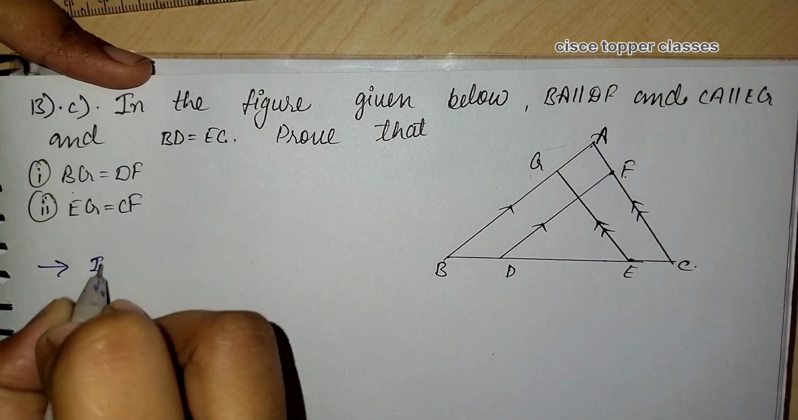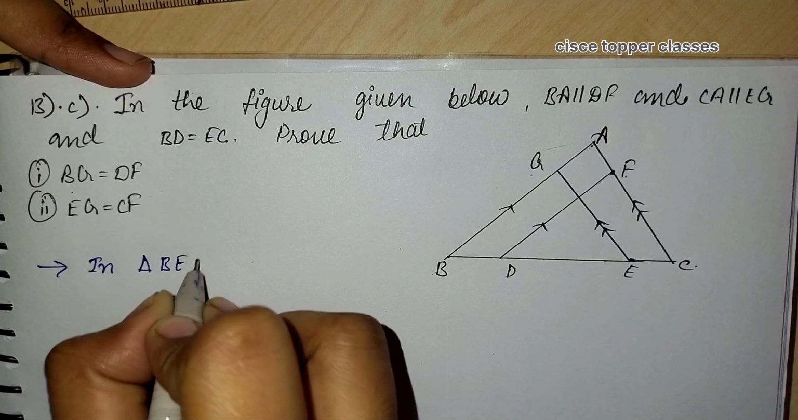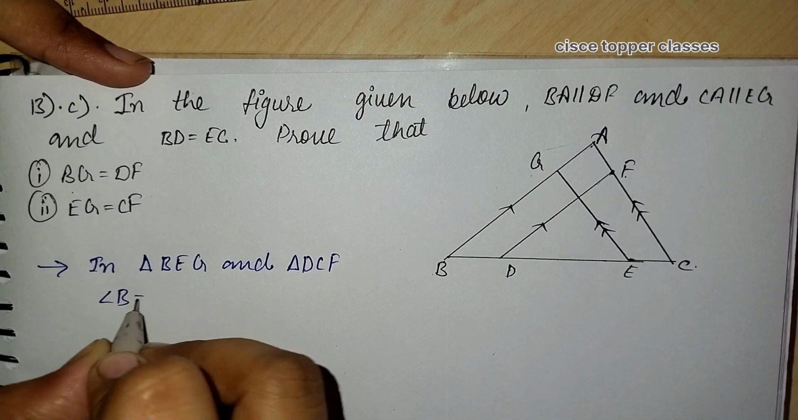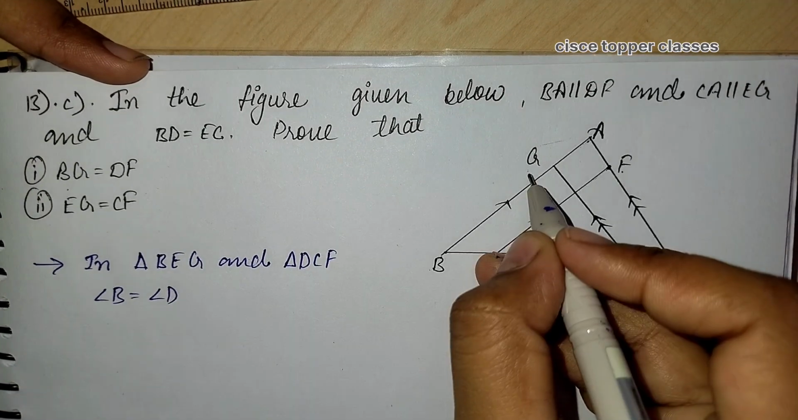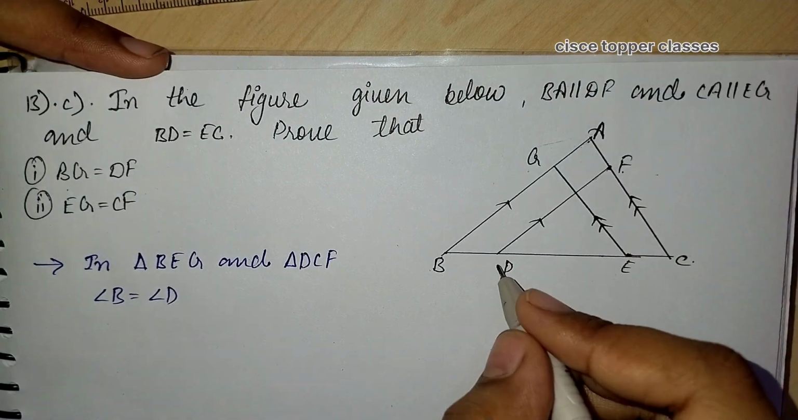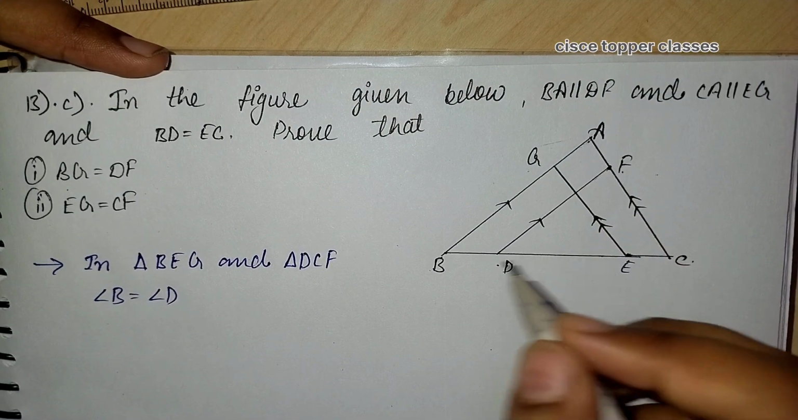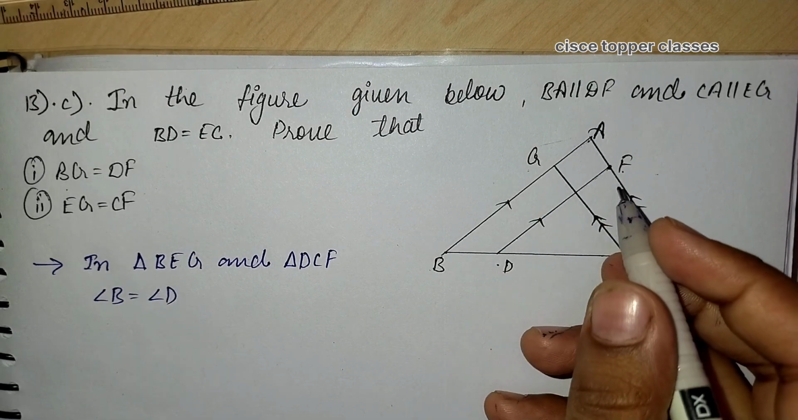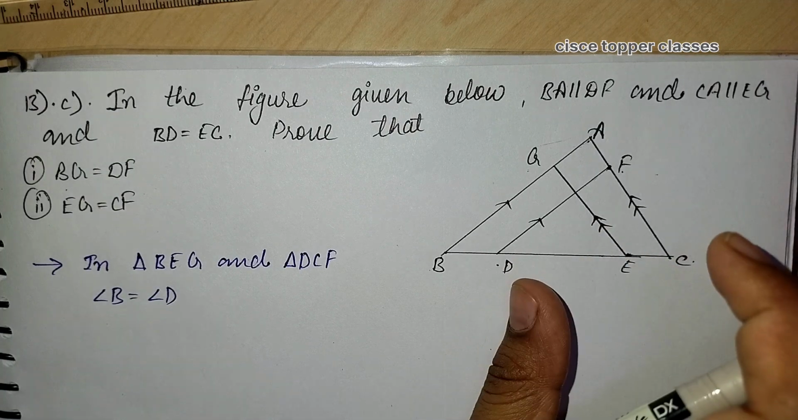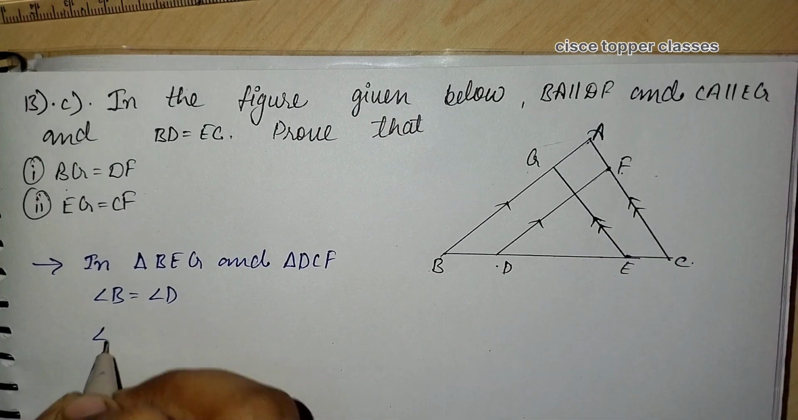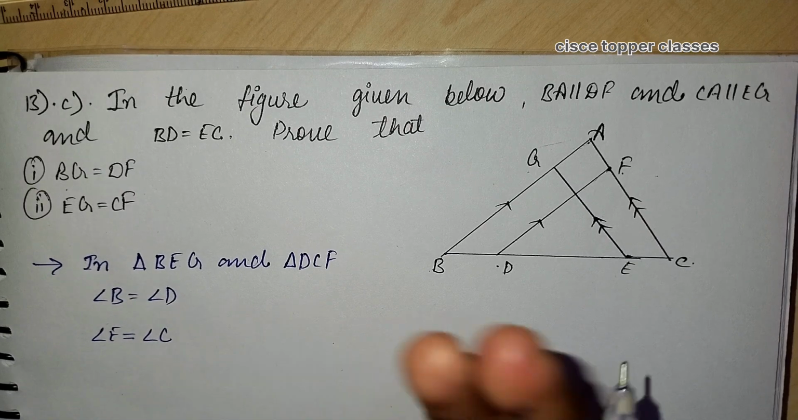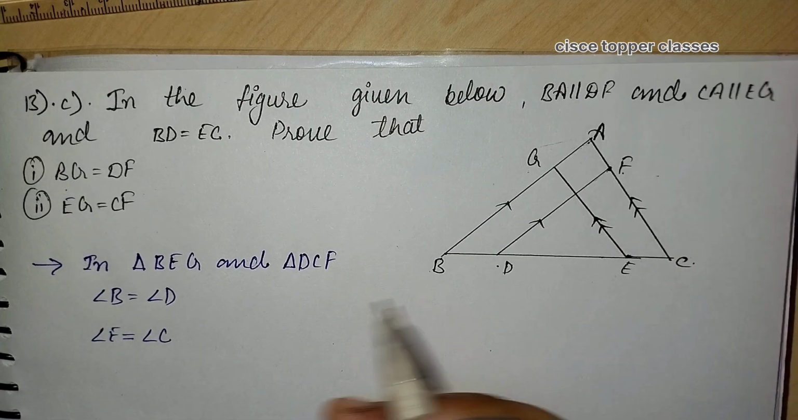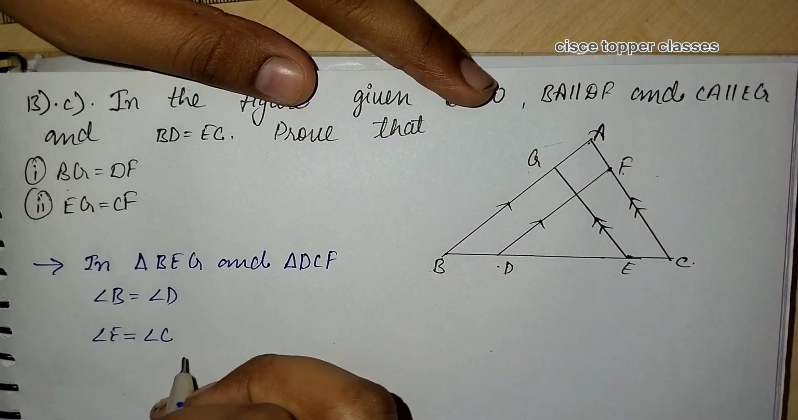To prove this, firstly in triangle BEG and triangle DCF, we have angle B equal to angle D, because BA and DF are parallel, so corresponding angles are equal. And again we have angle E equal to angle C, because corresponding angles are equal, since CA and EG are parallel.